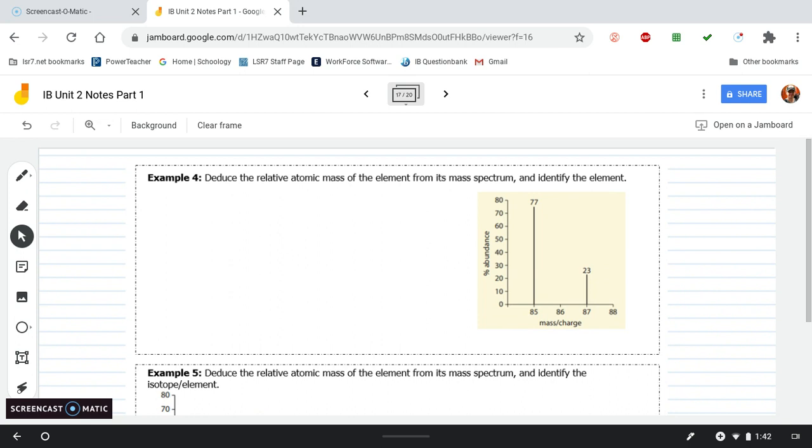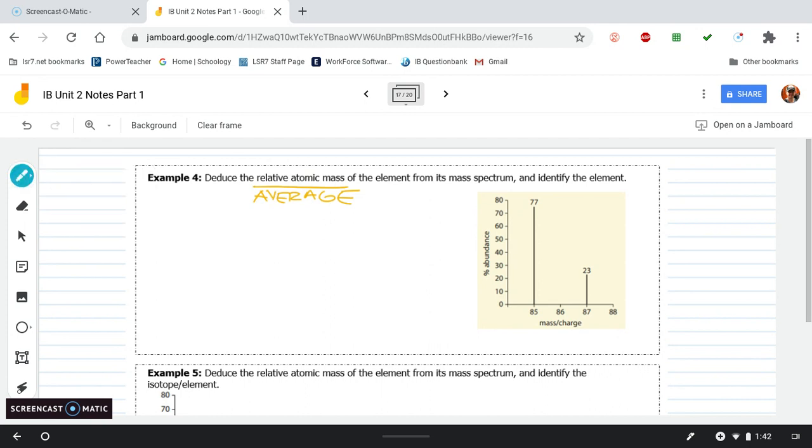Example 4 here says to deduce, or find, the relative atomic mass. When you see the term relative atomic mass, we're looking for that periodic table number, the value on the periodic table for the mass. So we should expect to find a value that is an average. Remember, the other name for this was average atomic mass.